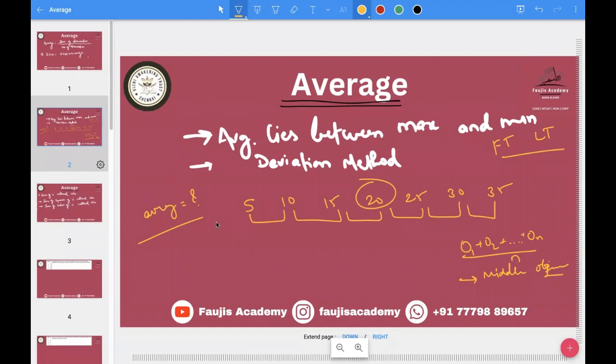Tarun says that it's first term plus last term divided by 2. Shruti, look carefully. First term plus last term, how much is that? 40, divided by 2. Does it give us 20? Yes, sir.